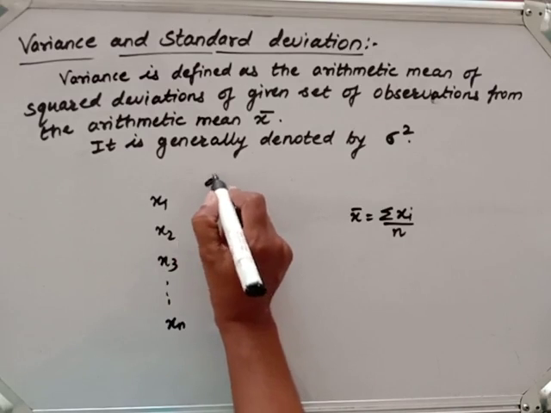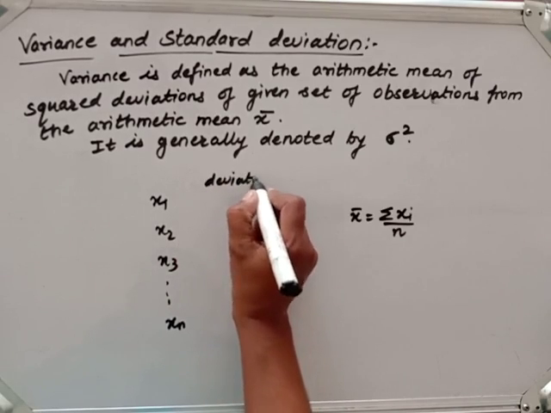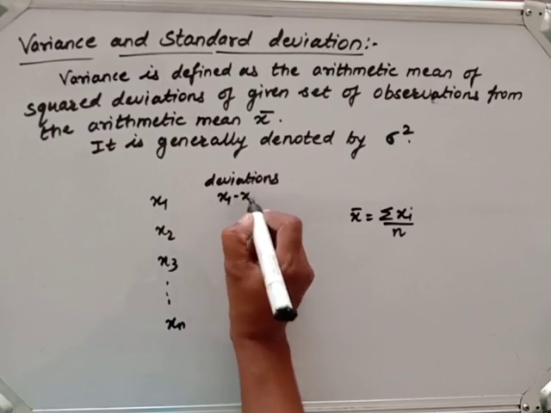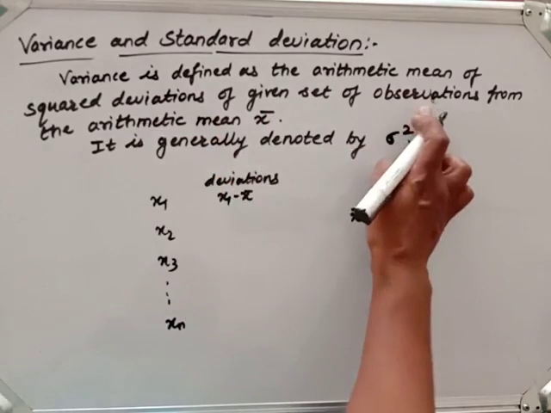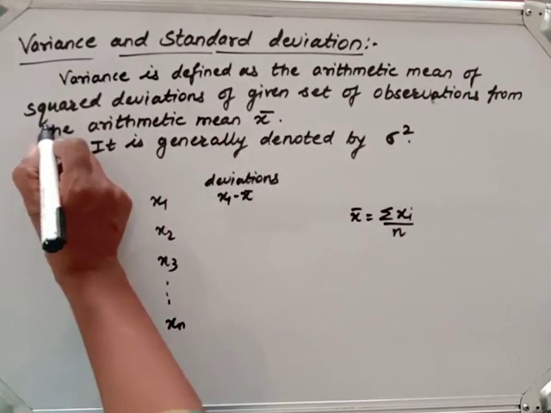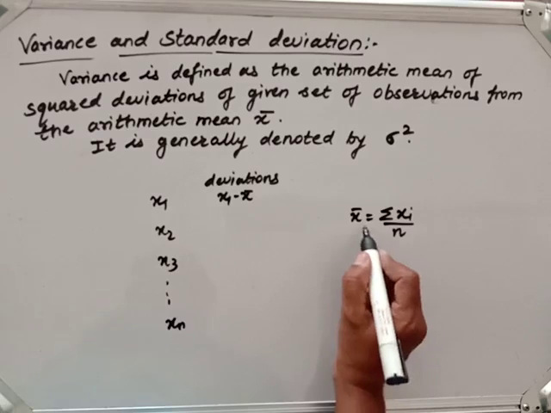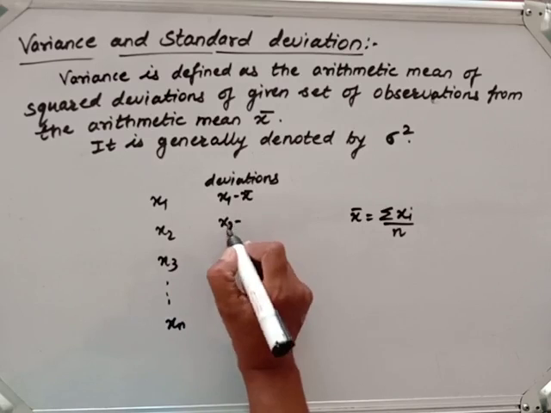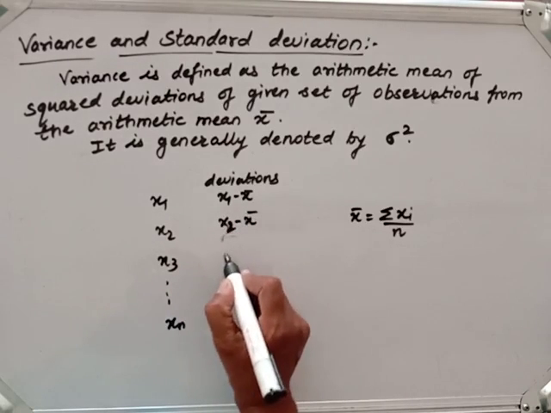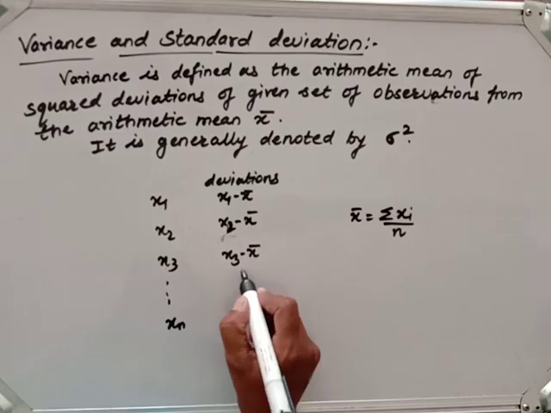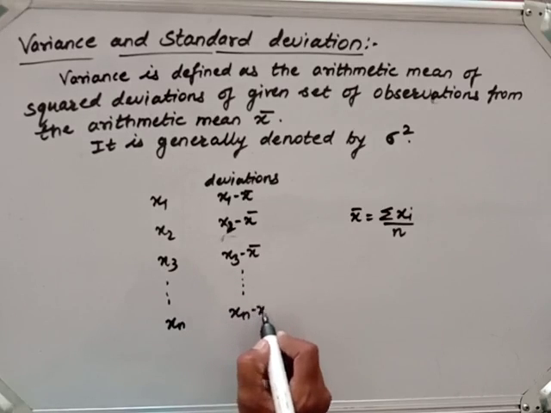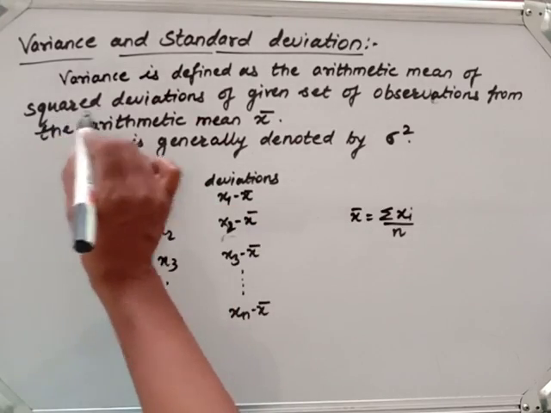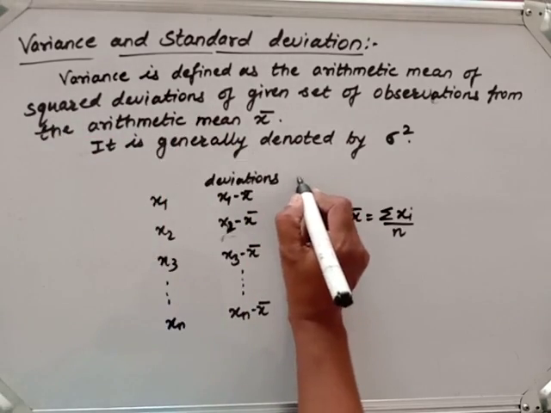For sigma square we are obtaining deviations. The deviations of a given set of observations from the arithmetic mean x bar. From this x bar we obtain the deviations: x1 minus x bar, similarly x2 minus x bar, x3 minus x bar and so on, xn minus x bar. Later on we take the square of them, the squared deviations.